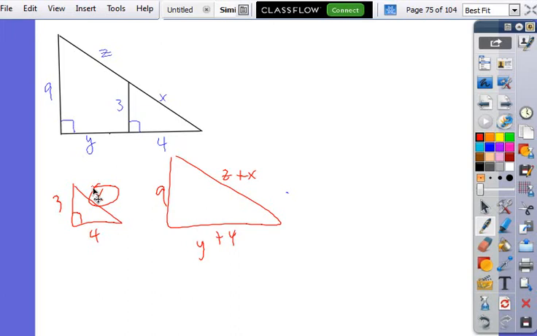The reason I need to do it first is because I can't work with something like this that has a z plus an x. I can't have two variables at the same time. So I'm going to find this is 5, and then now this is z plus 5. It's a 3, 4, 5 right triangle, right? So once I have that, I can set up 3 over 9 and 4 over y plus 4. 3 over 9, 5 over z plus 5. And then solve it from there.